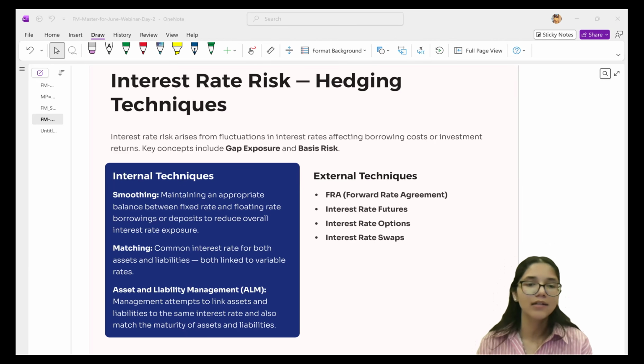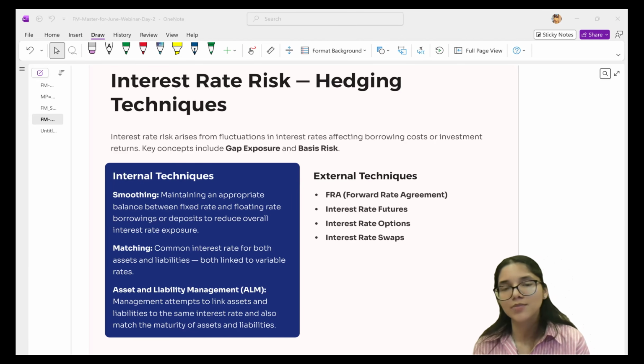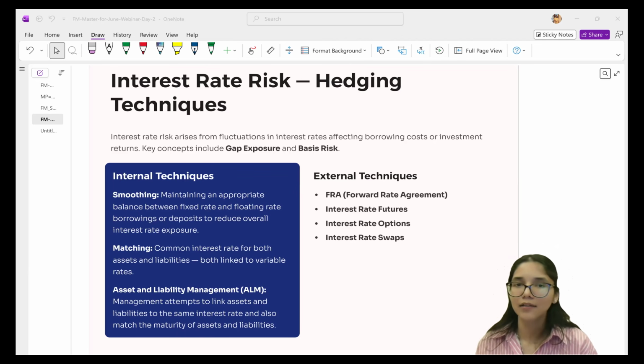Then we have learned the external techniques also. We have the concept of FRA, forward rate agreement. So under a forward rate agreement, for example, if I want to deposit in the future, I go to the bank today and I tell them, hey, listen, I will come to you after 6 months and I will deposit my money with you for a period of, let's suppose, 3 months. So what is the interest rate that you can offer to me? And then we lock that interest rate today. Then it will not matter what the interest rate is after 6 months. Whatever the bank has agreed to give me today, they will continue to honor that agreement.